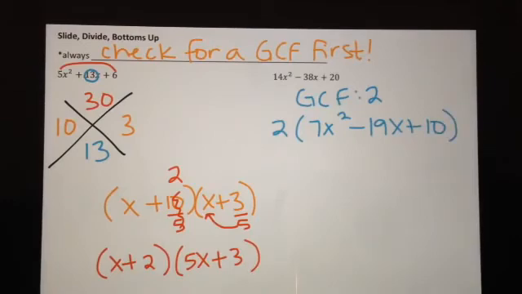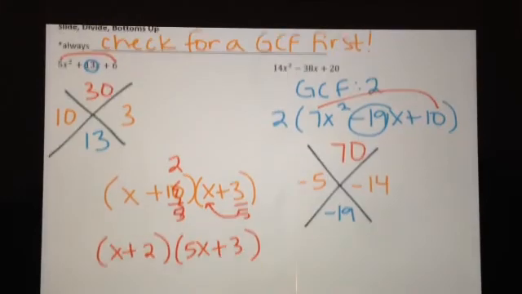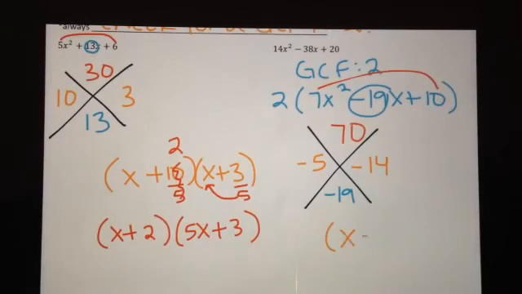So we're going to go ahead and do slide, divide, bottoms up. So we'll slide 7 to 10. 7 times 10 is 70. So we're multiplying to 70 and adding to negative 19. This is one of those problems that I use the calculator to do for me. So I graphed 70 divided by x, and then I looked at my table. And when I looked at the table, I could see pretty easily that the numbers here were negative 5 and negative 14. So in my parentheses, I'm going to write x minus 5 and x minus 14.